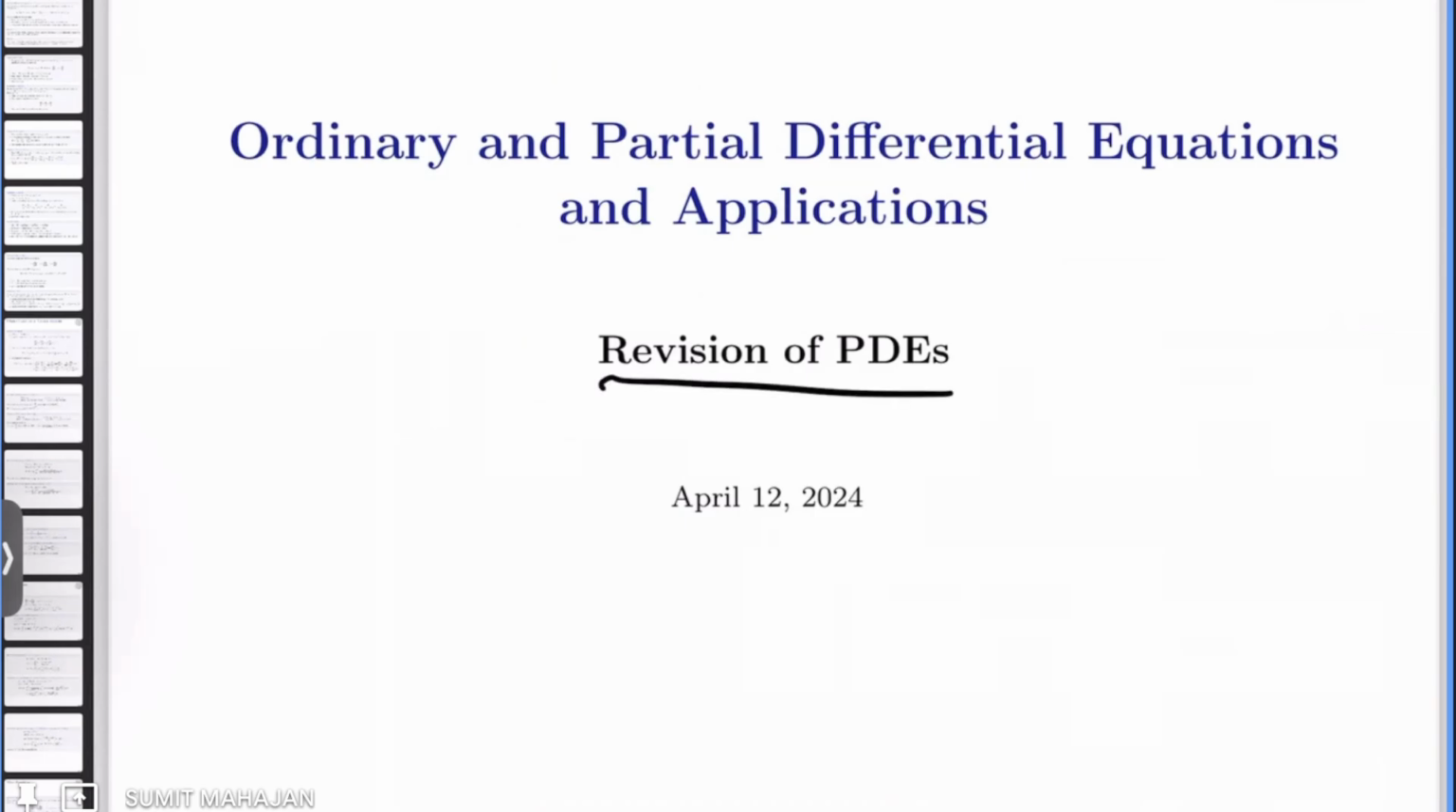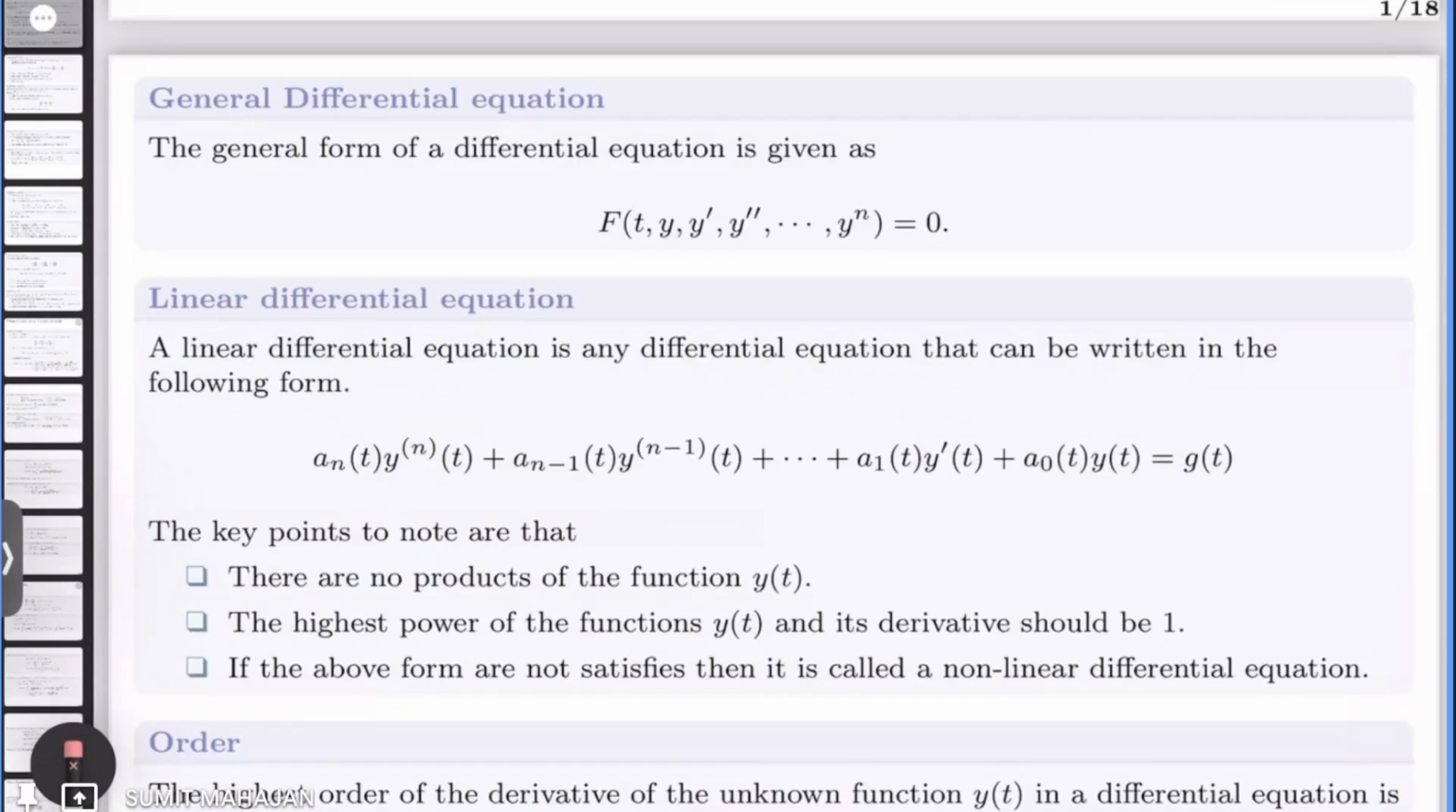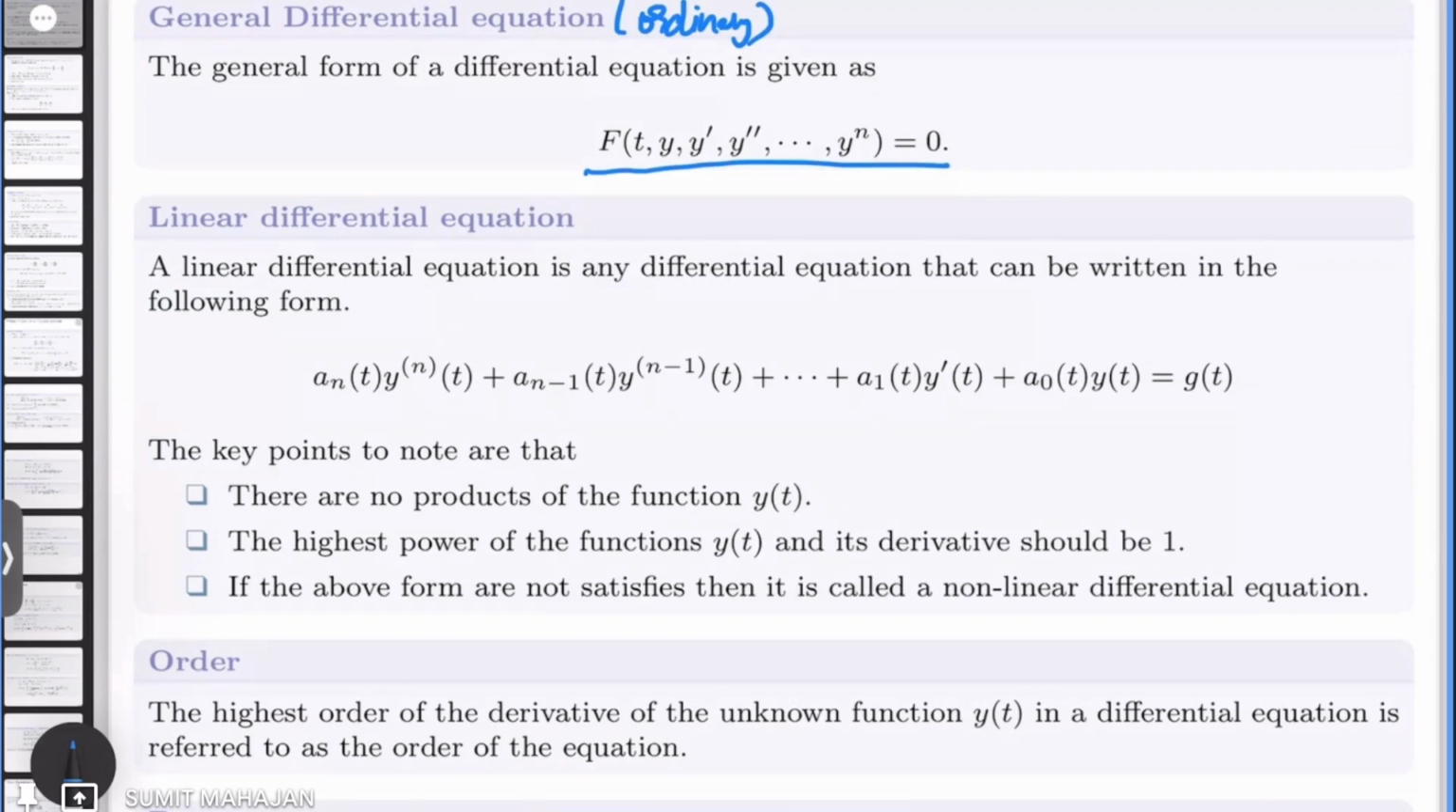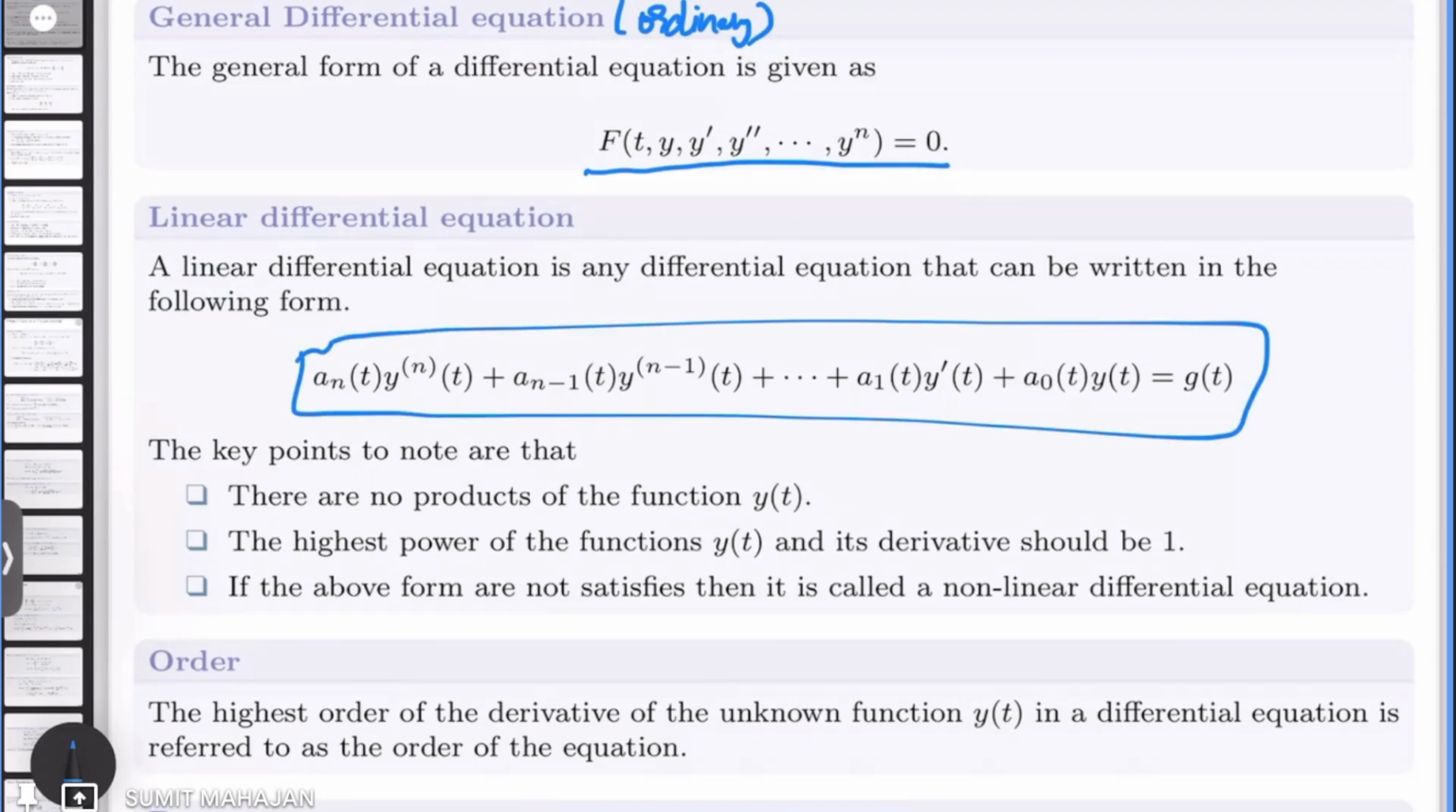In this course for the PDEs, firstly, just a general differential equation, basically an ordinary differential equation. An ordinary differential equation is given by f of t, y dash, y double dash, up to yn equals to 0. So this is the general definition of an ordinary differential equation. It will be linear if it is written in this type.